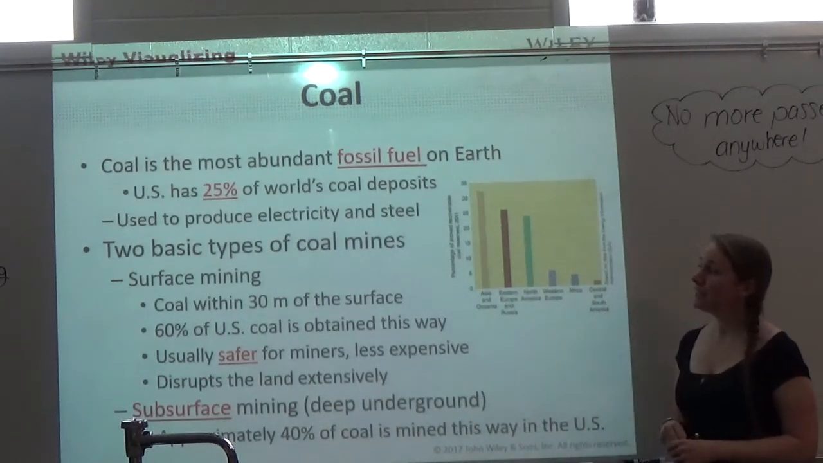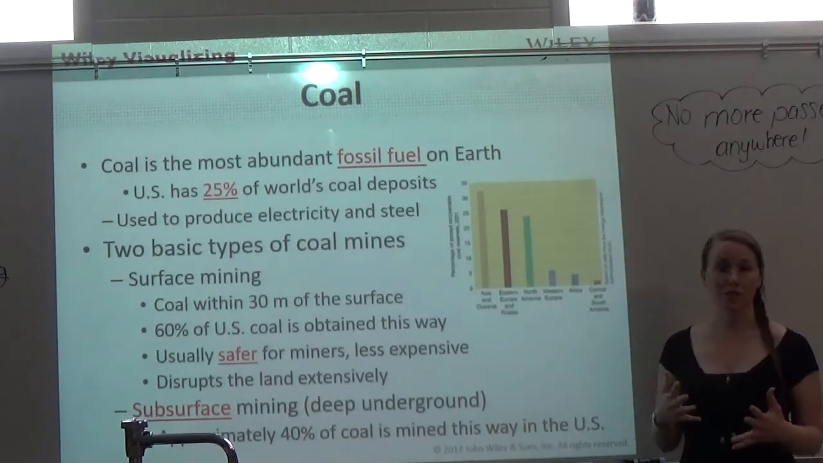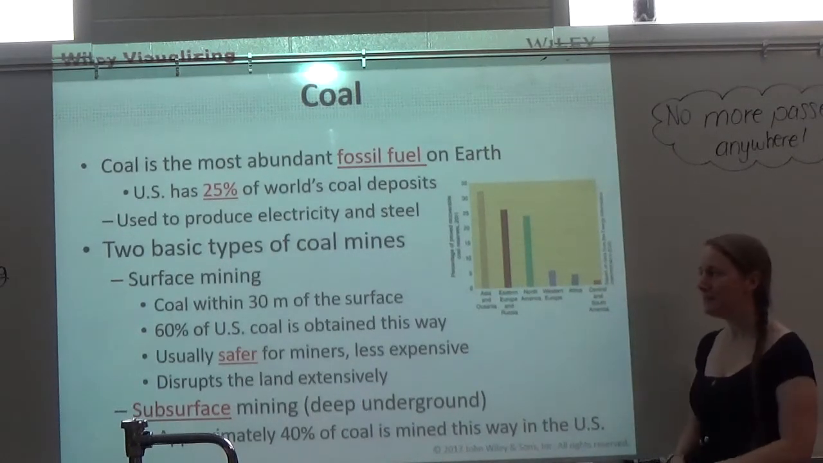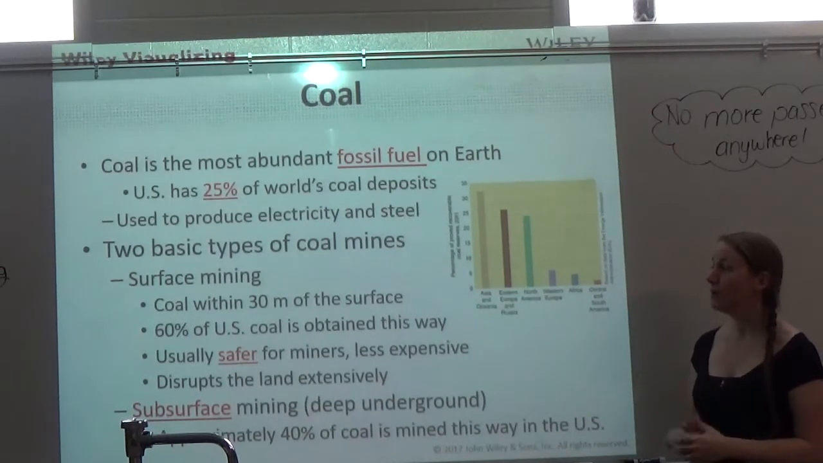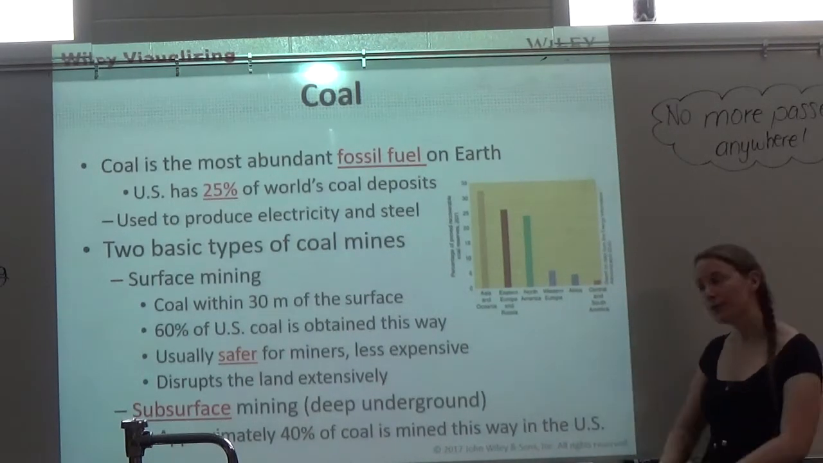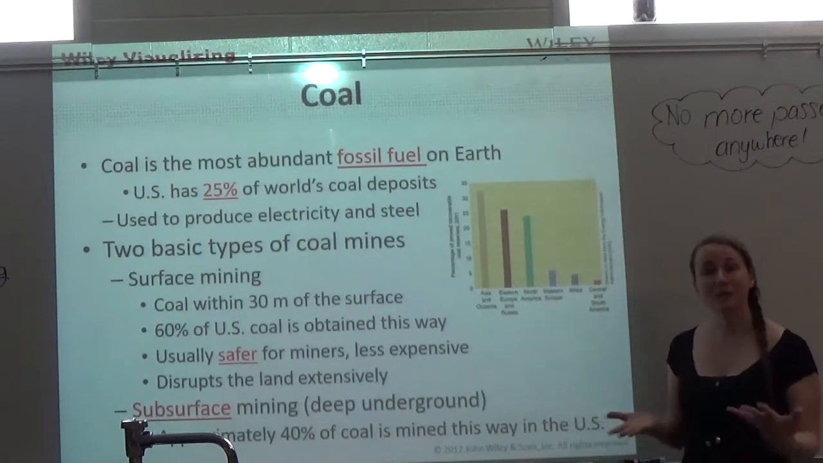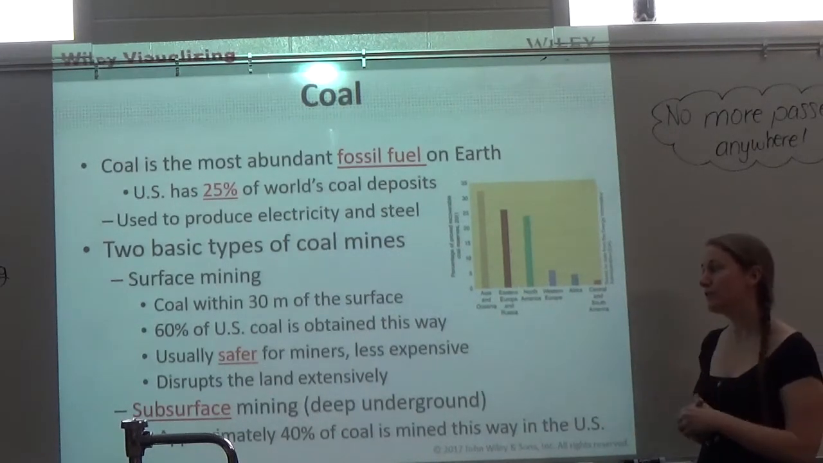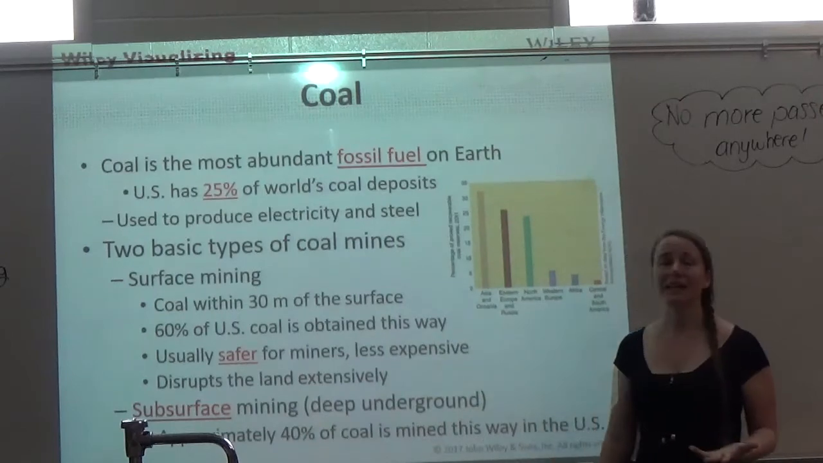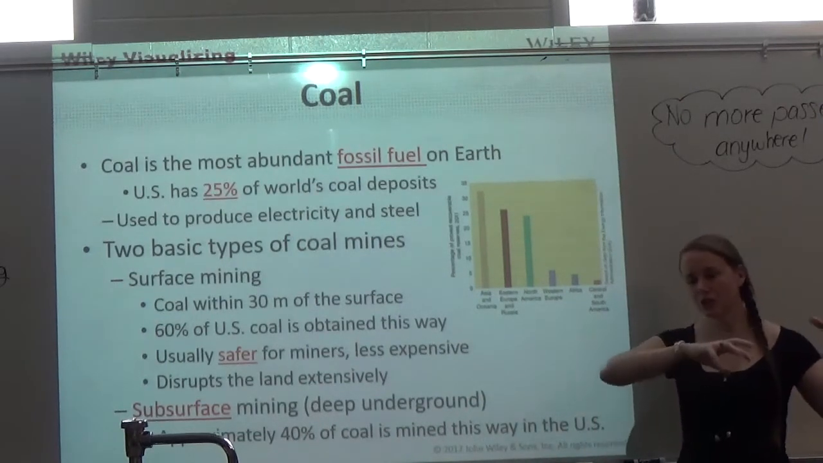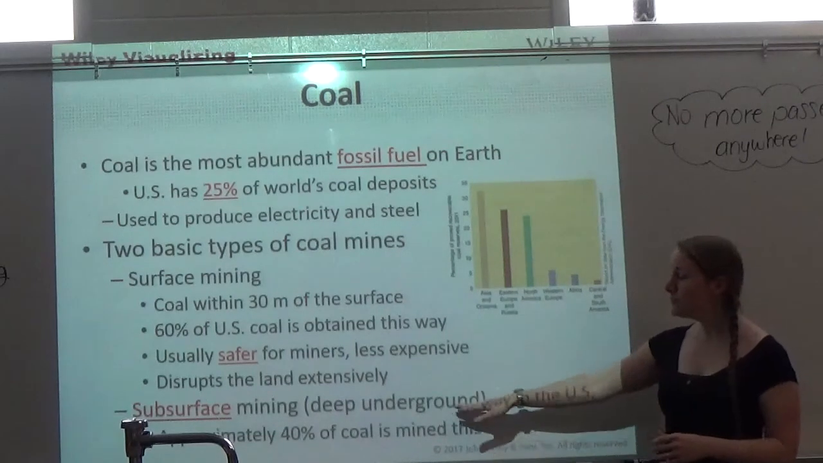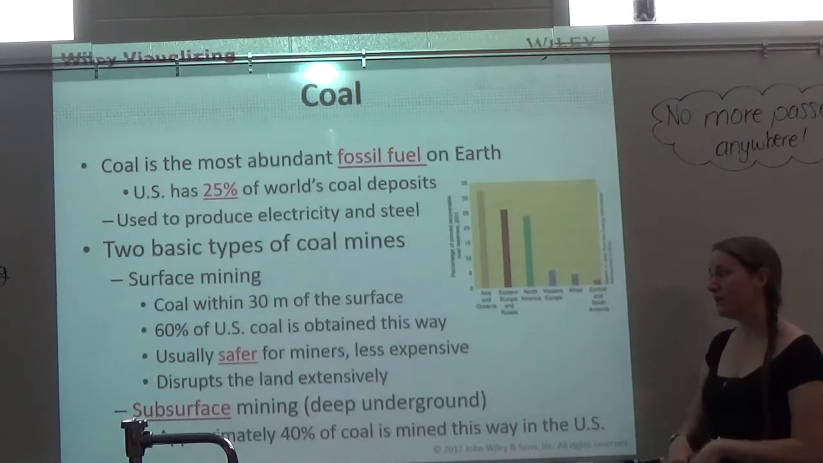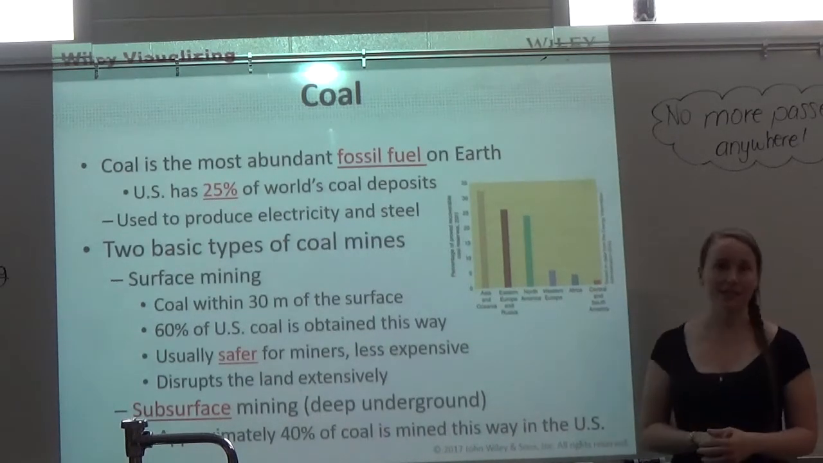So surface mining is coal within 30 meters of the surface. So in other words, we're not going really deep. 60% of our coal is obtained through surface mining. It's usually safer for miners because they're not really deep underground. It's less expensive because, again, it's closer to the surface. But it disrupts the land extensively because they just clear huge areas of land to get to this coal. Subsurface mining is deep underground. Approximately 40% of our coal is mined that way in the United States.